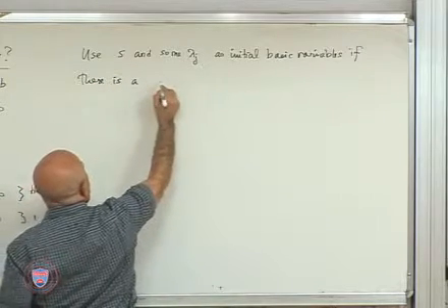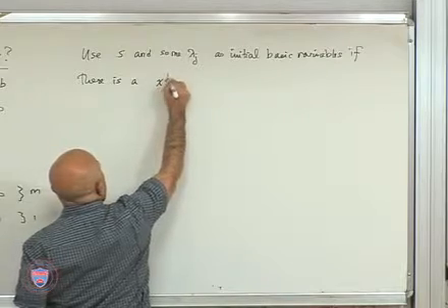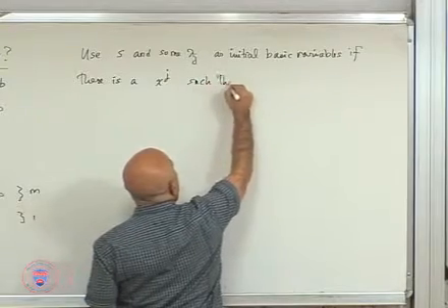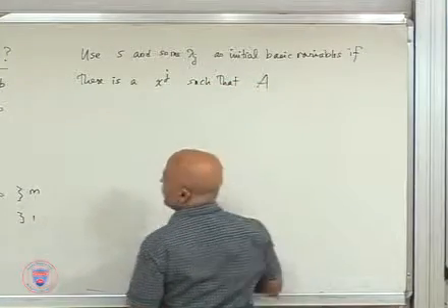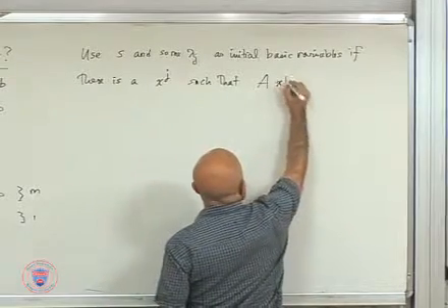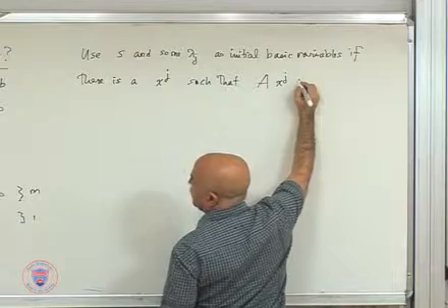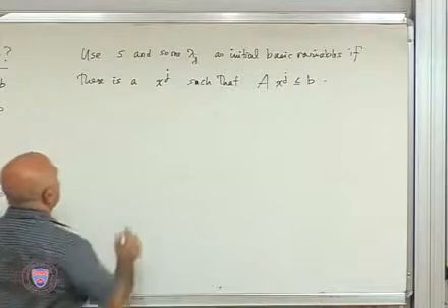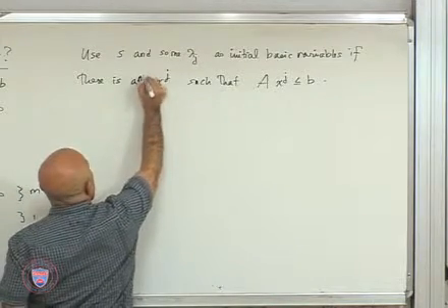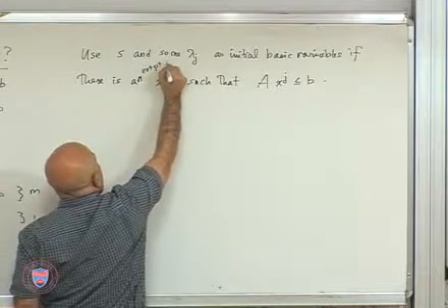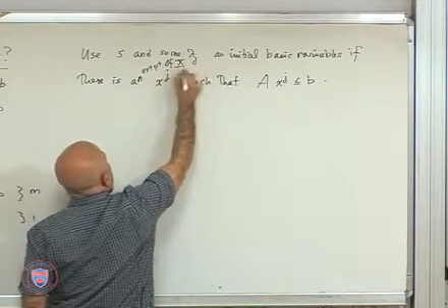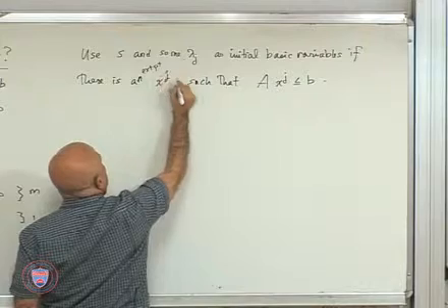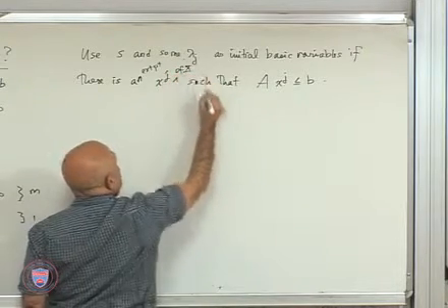if there is an extreme point xj that you know of such that a times xj is less than or equal to b. If there's an extreme point xj of x such that this is true.